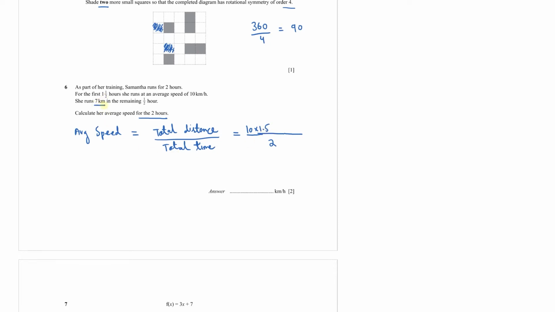And then she runs 7 kilometers in the remaining half hour. So plus 7, this will give you the total distance traveled during the 2 hours. So 10 times 1.5 will give me 15, plus 7, divided by 2. This is 22 divided by 2, which is 11. So your average speed for the total 2 hours is 11 kilometers per hour.